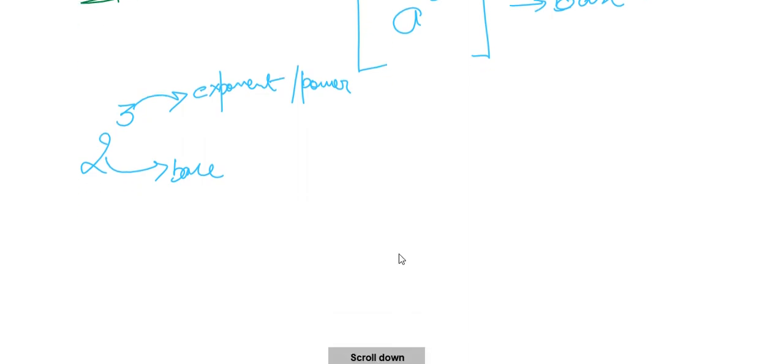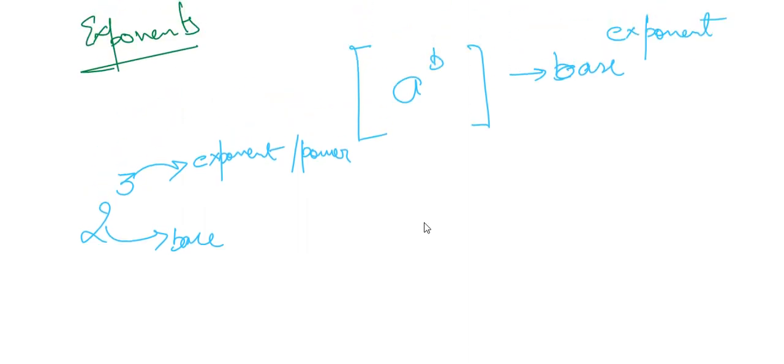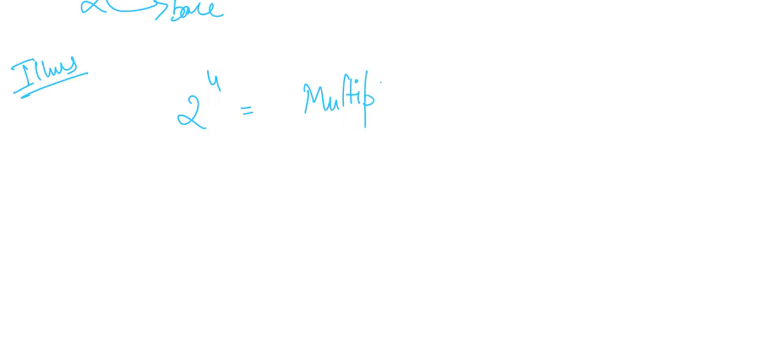So let us now illustrate how we determine the value of exponents. Let us quickly see an illustration for 2 raised to the power 4. What does it signify basically? You may just remember a general thumb rule: multiply base exponent times.